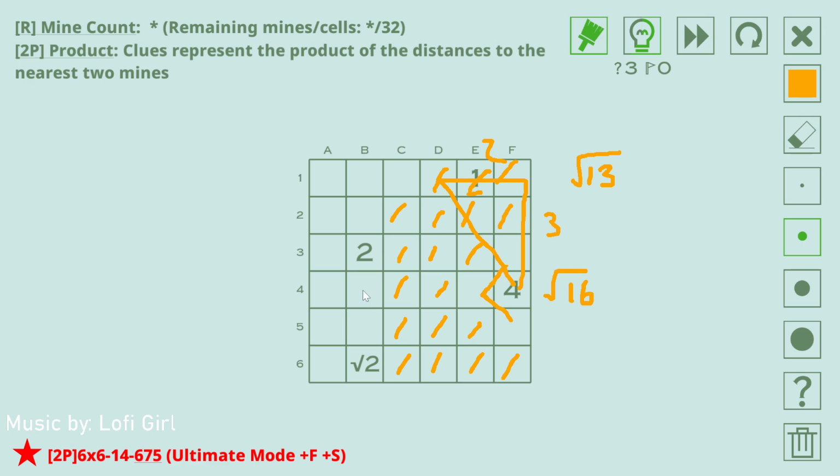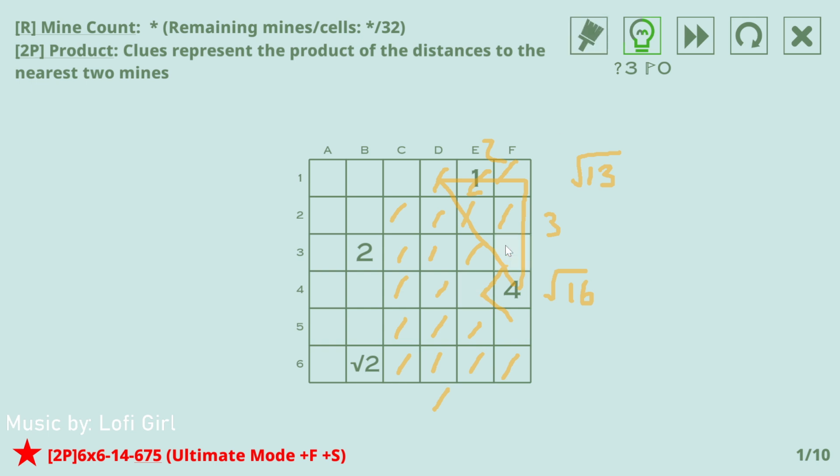Isn't this 4 away or is this 3 away? No, this is 4 away. And this would not be mines either. So, I guess by intuition, these are just non-mines. That's really weird, but yeah.